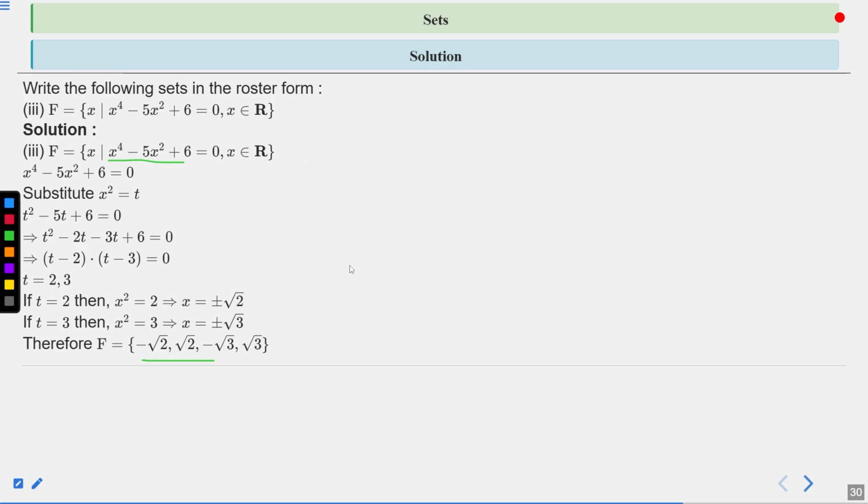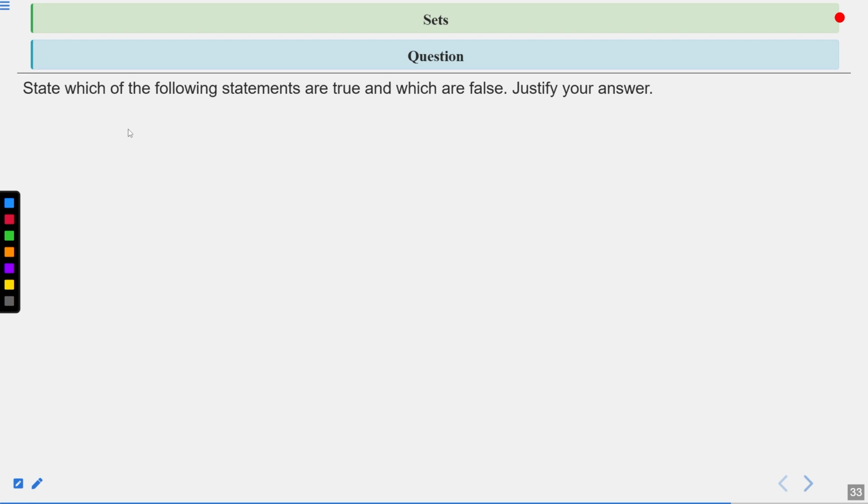I hope this is clear. Moving on to next. This question. So in the following statements, you have to find out which are true and false, and then justify your answer.